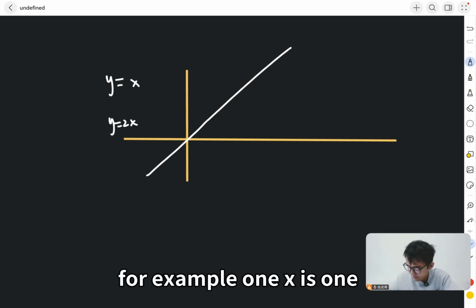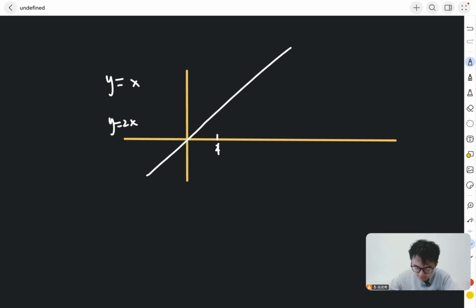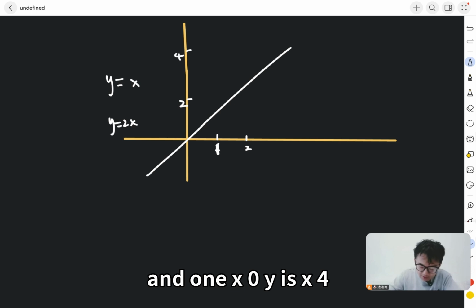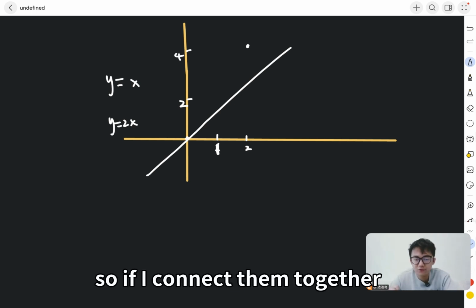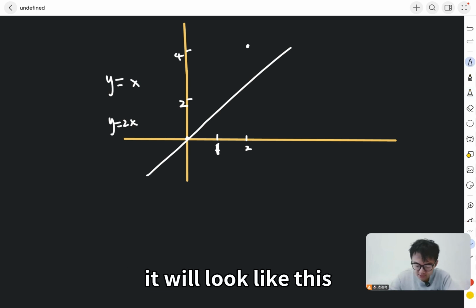For example, when x is 1, y is 2, and when x is 2, y is 4. And when x is 0, y is 0 as well. So if I connect them together, it will look like this.